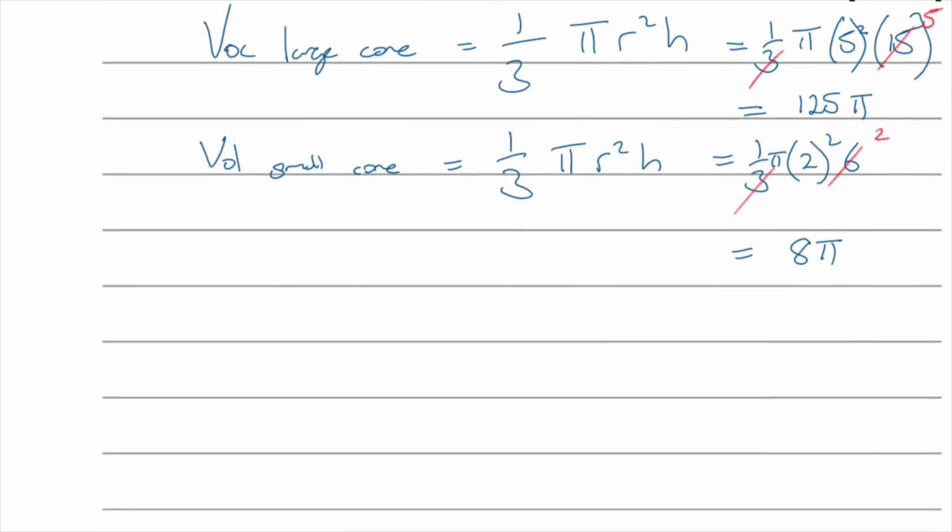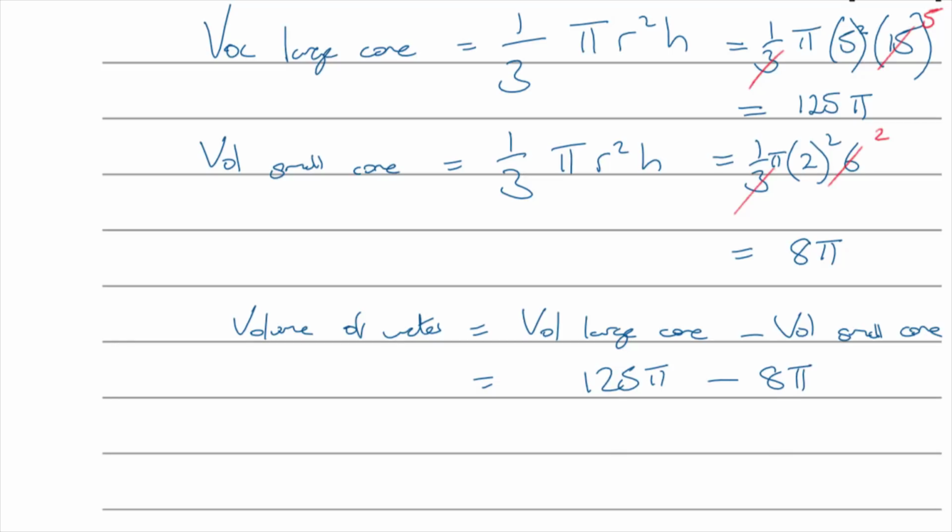Okay, so then the volume of the water is going to be the volume of the large cone take away the volume of the small cone, which is going to be 125 pi take away 8 pi, which leaves us with 117 lots of pi.